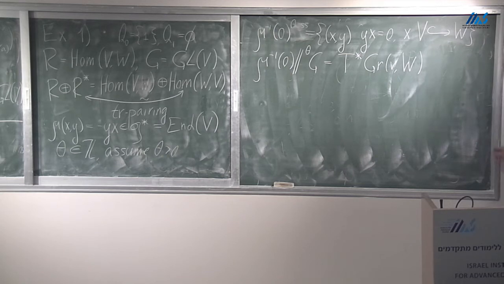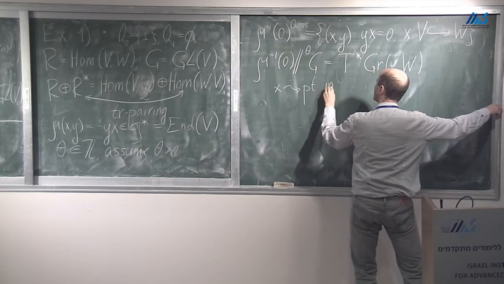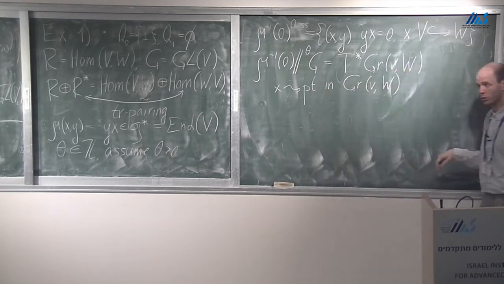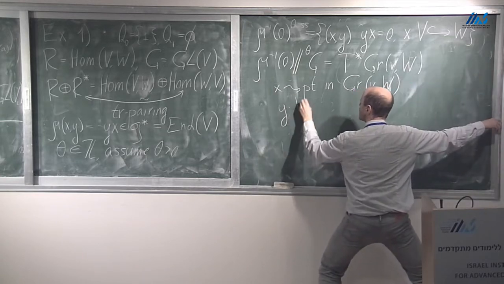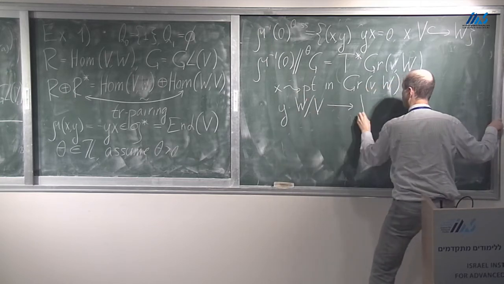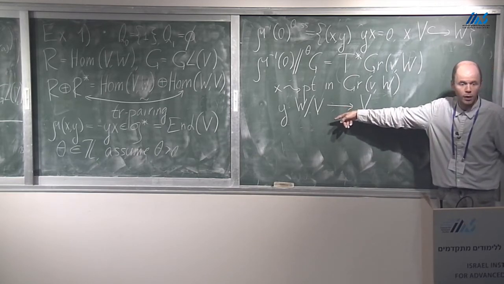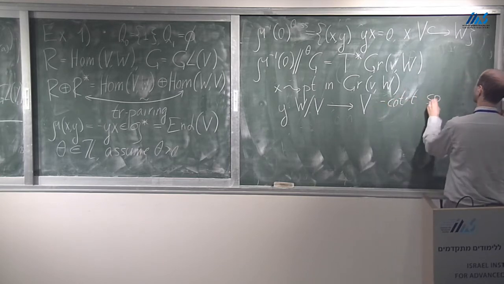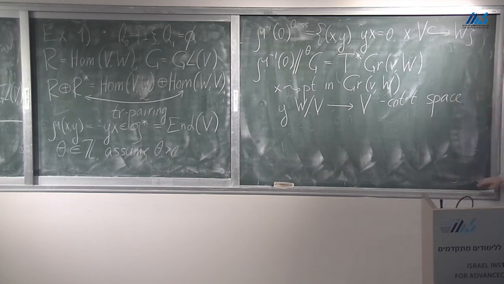Why? Well, X gives rise to a point in the Grassmannian after you take the quotient. And then what is Y? Well, Y is a map from W mod V to V, and you easily recognize the cotangent space to a Grassmannian. Okay?